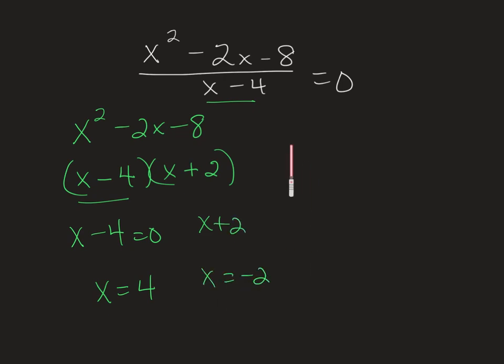I'm going to take my negative 2. That'll give me negative 6, so negative 2 is an answer. 4 minus 4 is 0. Because it equals 0, it is not an answer.